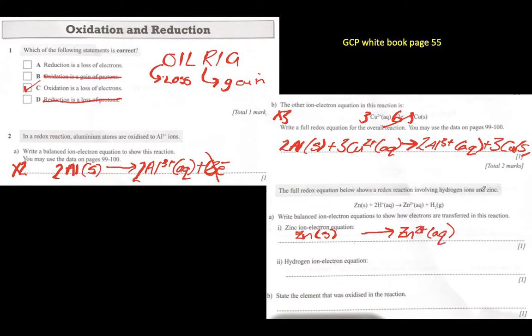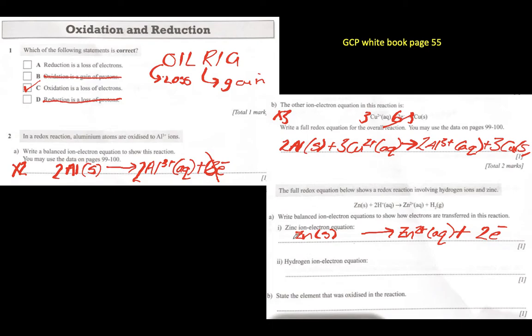Now, zinc is a metal, and to form a 2 plus ion, it's got to lose electrons. So it's going to be oxidised. Oxidation is loss of electrons. Those electrons are on the right hand side of our equation.